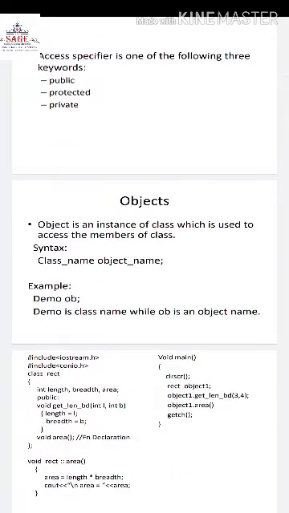Now let us come to the object. Object is an instance of a class which is used to access the members of the class. Syntax is class name, space and then the object name. For example, demo space OB. So demo is the class name and OB is the object or variable of that class.